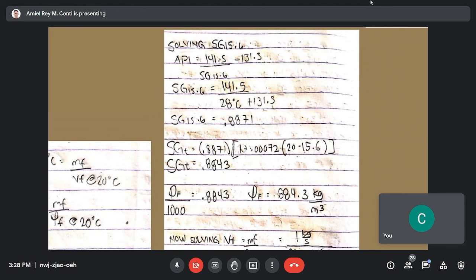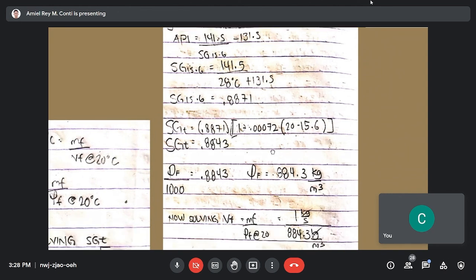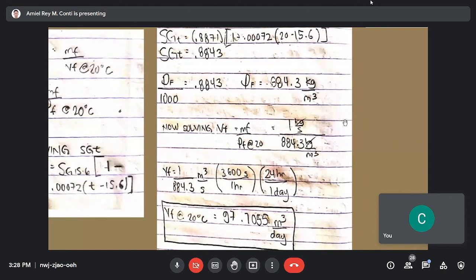Ngayon, na meron na tayong specific gravity, makukuha na natin yung density ng fuel. We just have to multiply 0.8843 by 1,000. So, ang density na ng fuel natin is 884.3 kilograms per cubic meter. Since meron na tayong density, makukuha na natin si volume ng fuel. So, ang volume ng fuel is equal to the mass ng fuel, 1 kilogram per second, divided by the density ng fuel, 884.3 kilograms per cubic meter. Base dyan, makakakuha tayo ng 1 over 884.3 meter cube per second na volume.